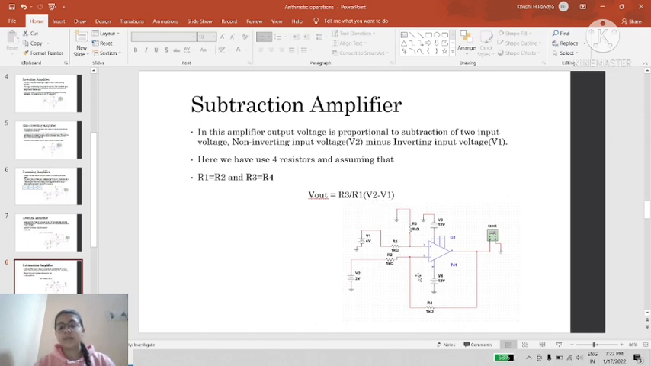But in this circuit, I have considered the value of all resistors to be the same, so that R3 upon R1 equals 1 and V output is equal to V2 minus V1. Let's simulate in Multisim.